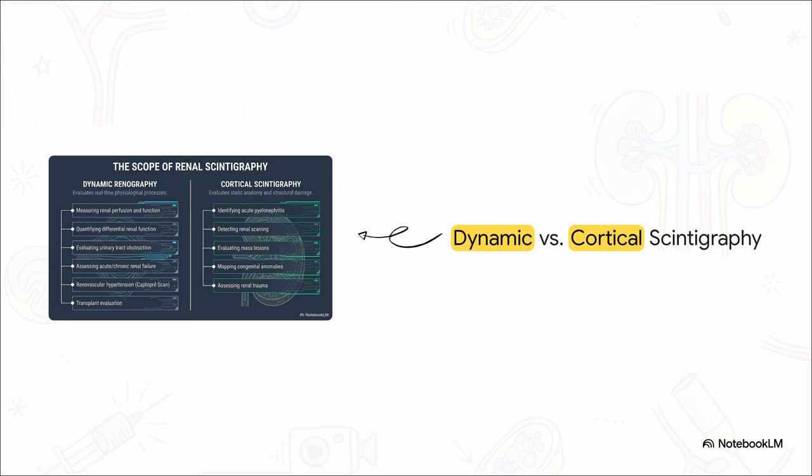Then, on the other hand, we have cortical scintigraphy. This is much more like a high-resolution static photograph. Instead of watching fluid in motion, it looks at the static anatomy to identify structural damage, pinpoint acute pyelonephritis, or map out renal scarring. Both are absolutely crucial, but they serve entirely different diagnostic goals.